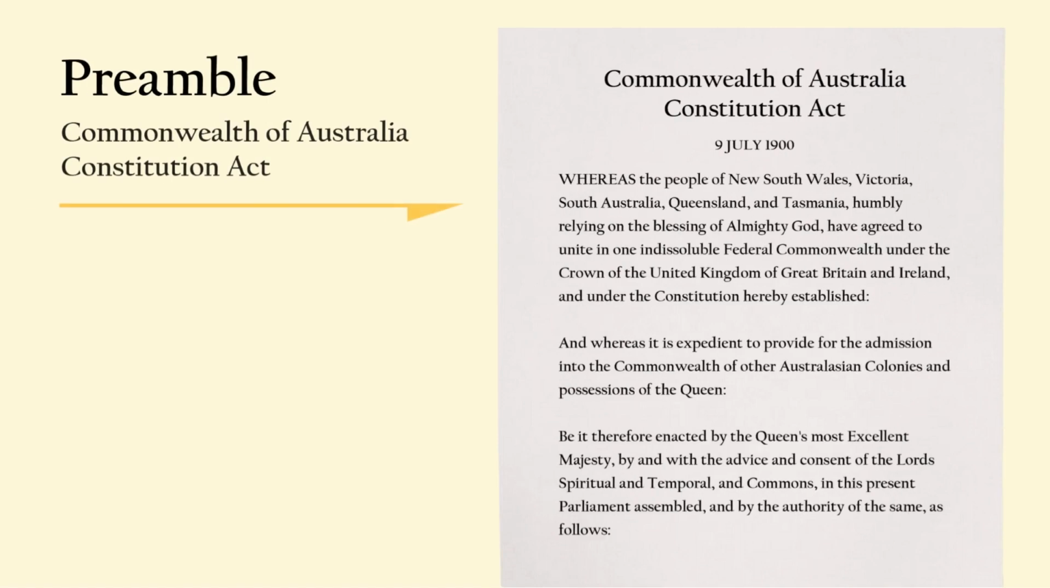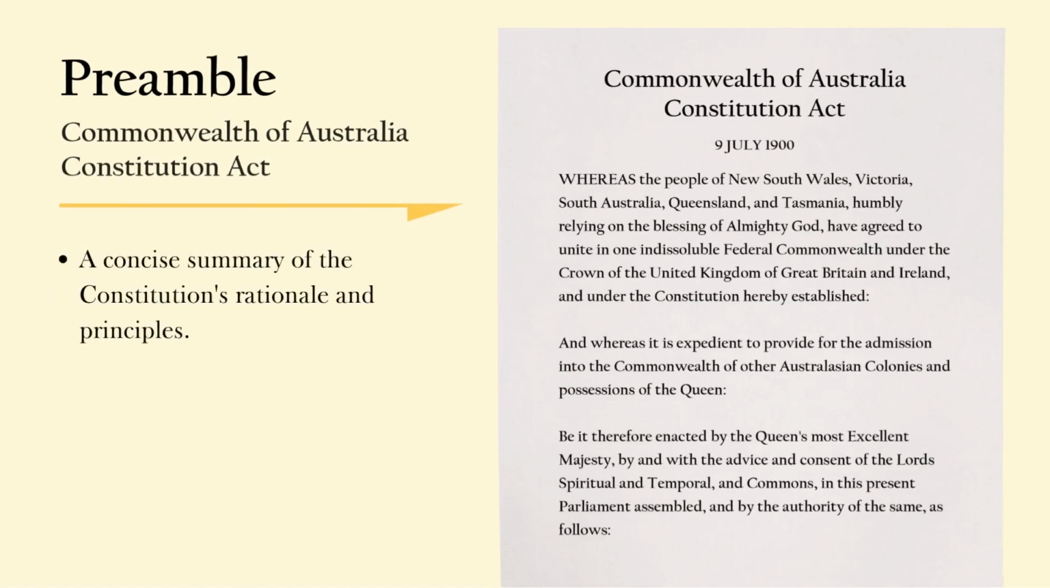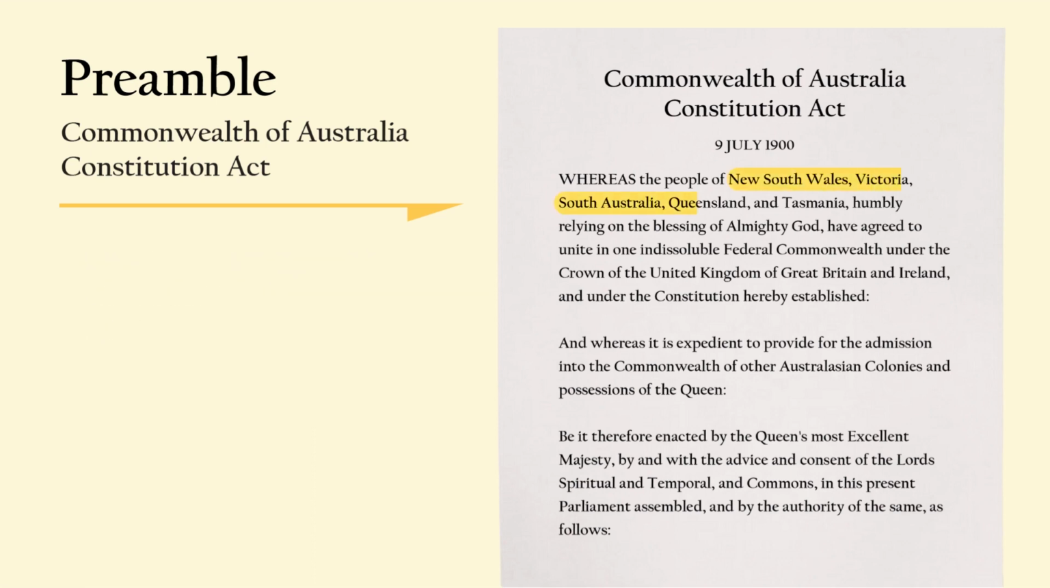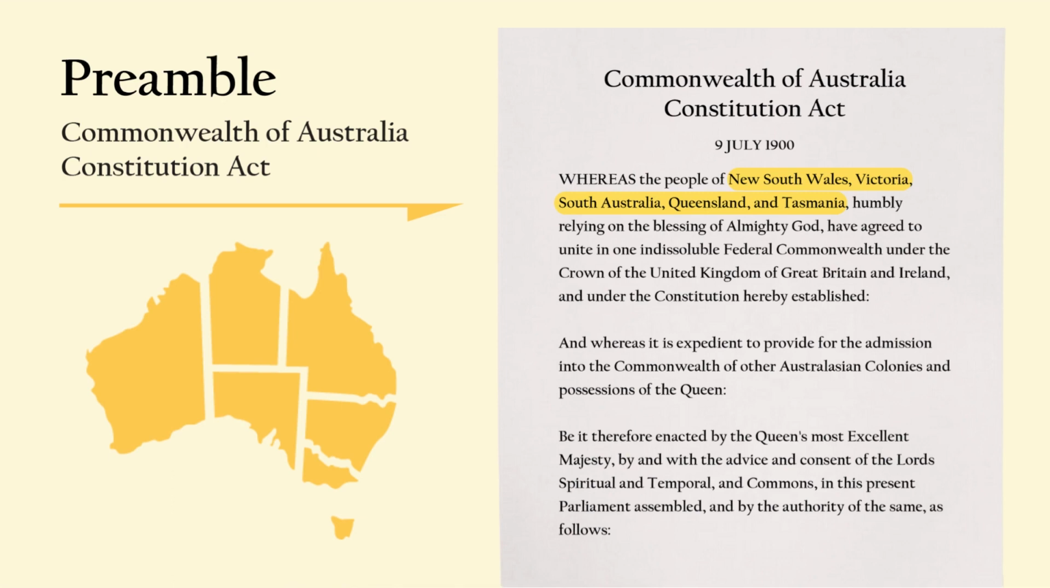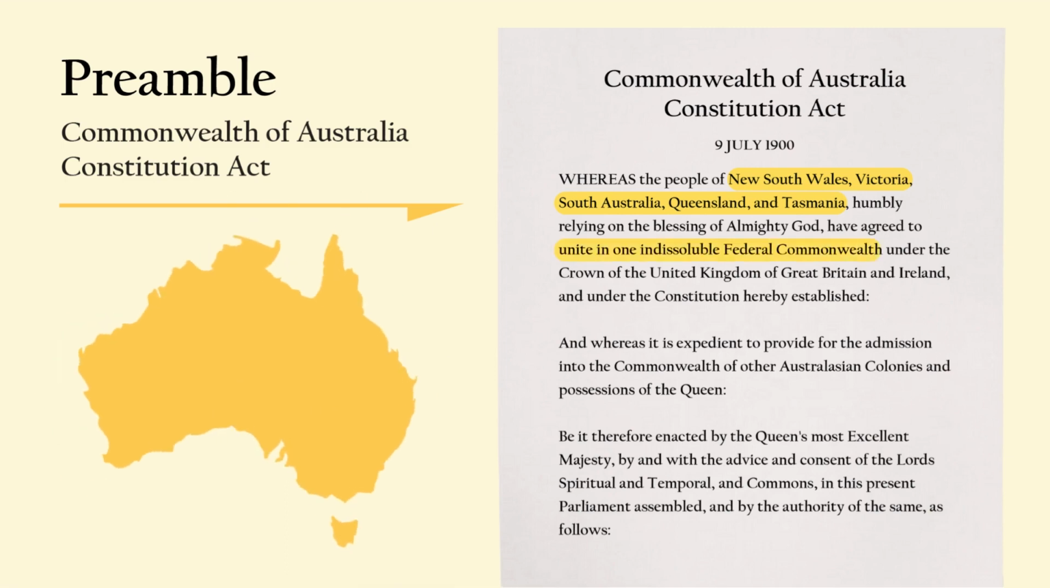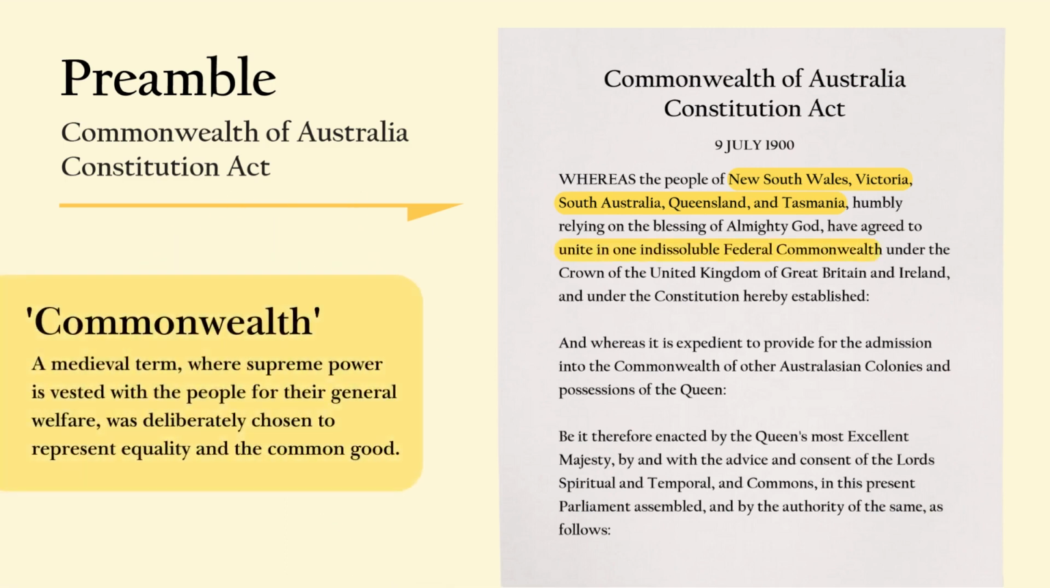The preamble is a concise summary of the rationale and principles behind the Constitution and is often symbolic of the history and aspirations of a new nation. The Australian Constitution highlights the colonial origins of the Act, that is, where people of the separate and self-governing colonies, now called the states, agreed to join together to unite and become a new nation, the Commonwealth of Australia.